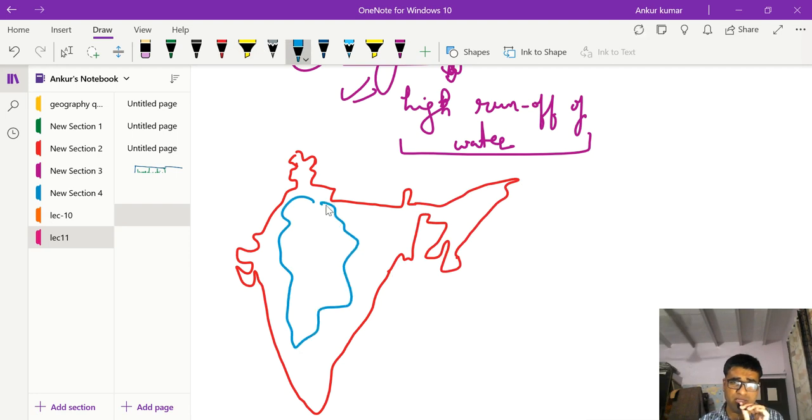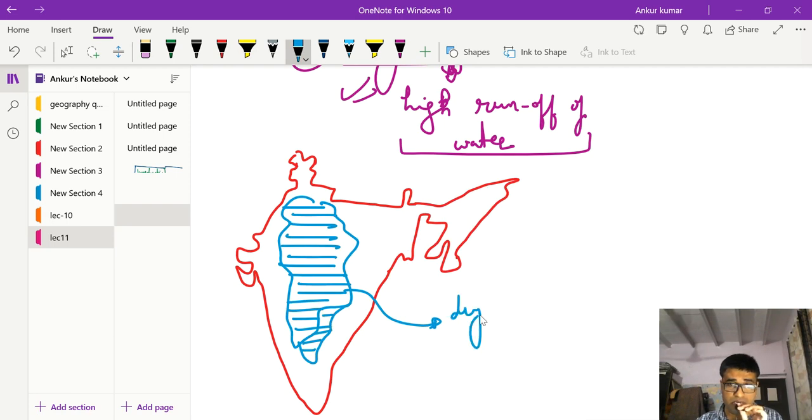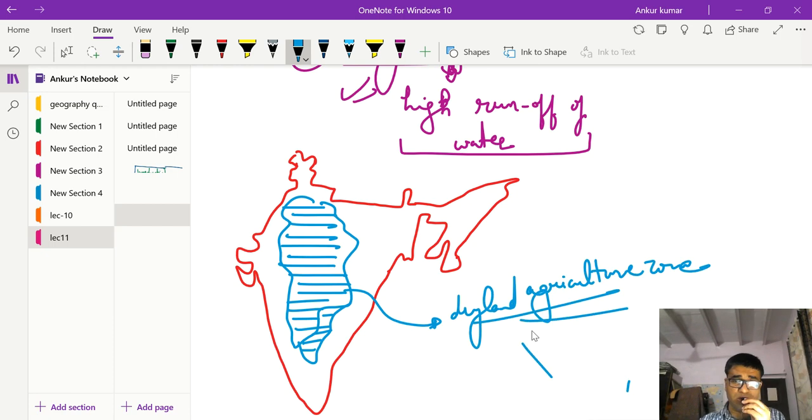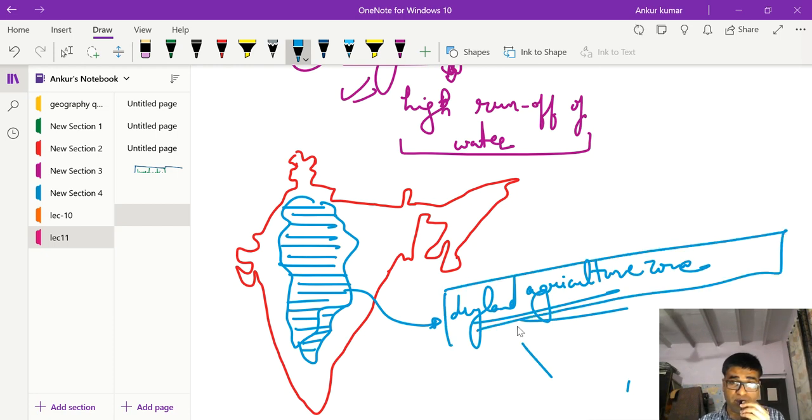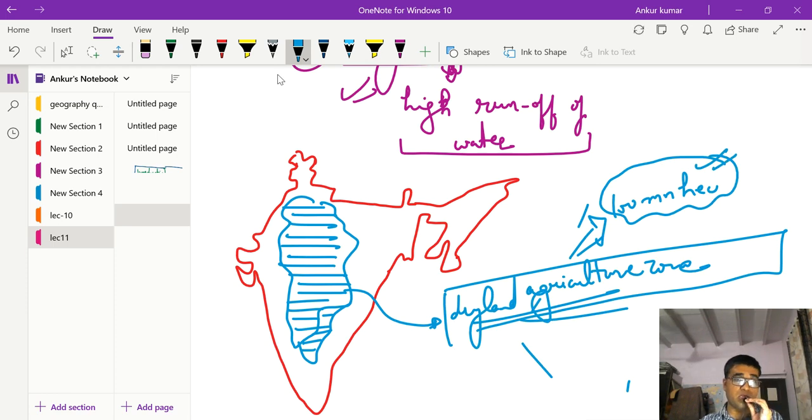This is the belt where most of the dry region of India falls, the dry zone belt of India. A few regions of this are in the peninsular interior, the dryland agriculture zone. Now this dryland agriculture zone is close to 100 million hectares. Now look at the size of the area, 100 million hectares.